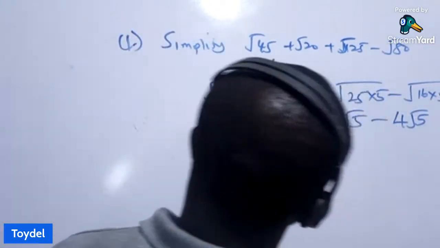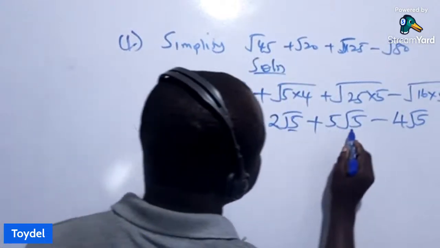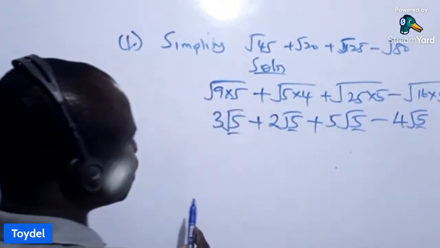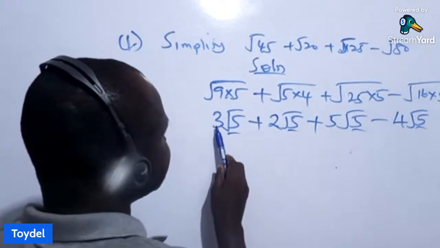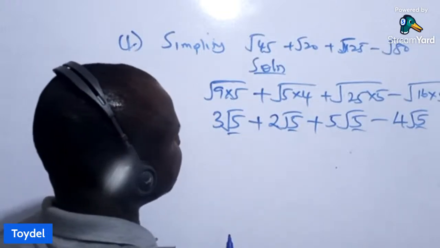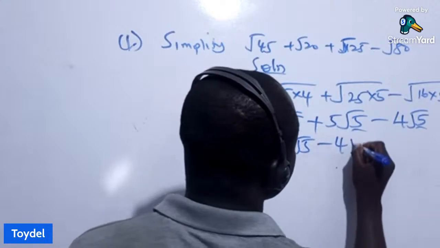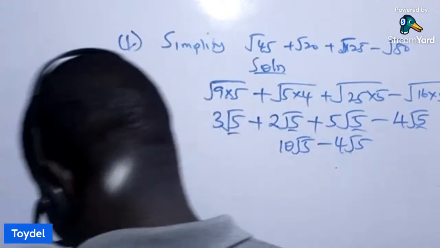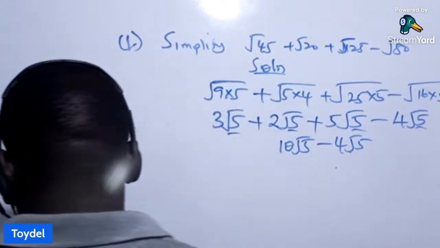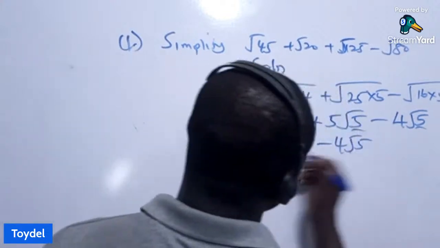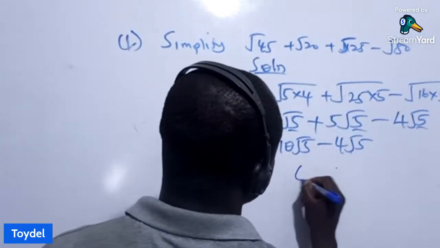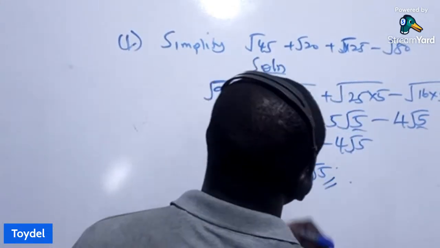Now everything is in base square root of 5, so we just add and subtract. 3 plus 2 is 5, 5 plus 5 is 10. So we have 10 square root of 5 minus 4 square root of 5. If you subtract, you are going to get 6 square root of 5 as the answer.